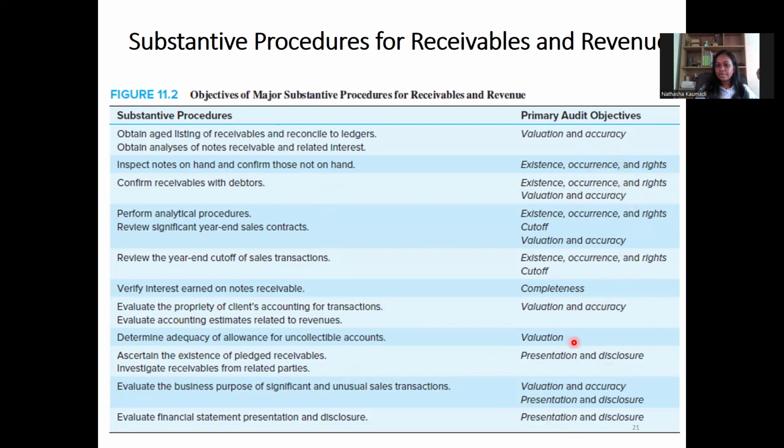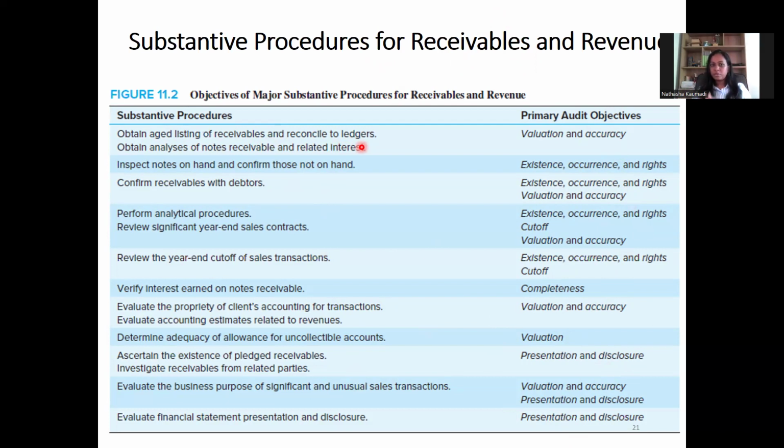Assertions are given. Relevant assertion is given. Look at the first one. Maybe you are obtaining an aged listing. Aged listing means aging analysis of receivables and reconciling to ledgers, checking whether the debtors are in the correct bucket.